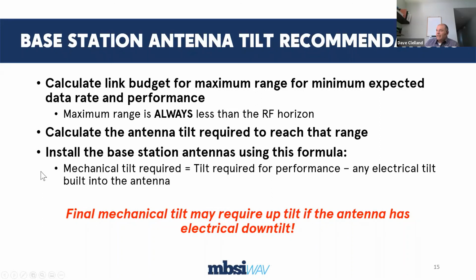And then the mechanical tilt required is equal to the tilt required for the performance you need minus any electrical tilt that's built into the antenna. So if you bought antennas that have 4 degrees of electrical down tilt and you require 2 degrees of tilt for performance, that means that you have to up tilt that antenna by 2 degrees mechanically, in order to have the electrical tilt at the correct value.